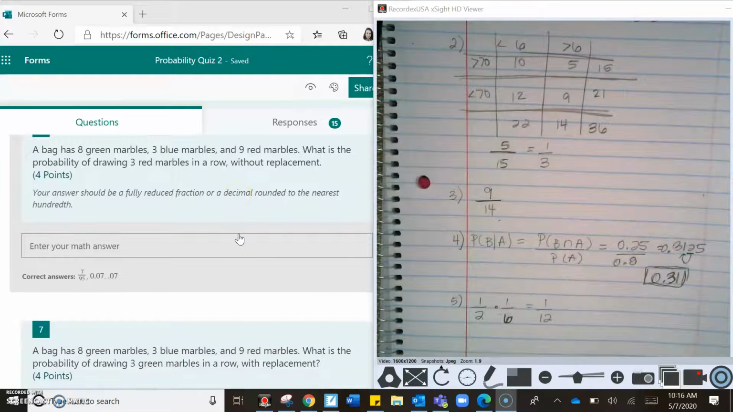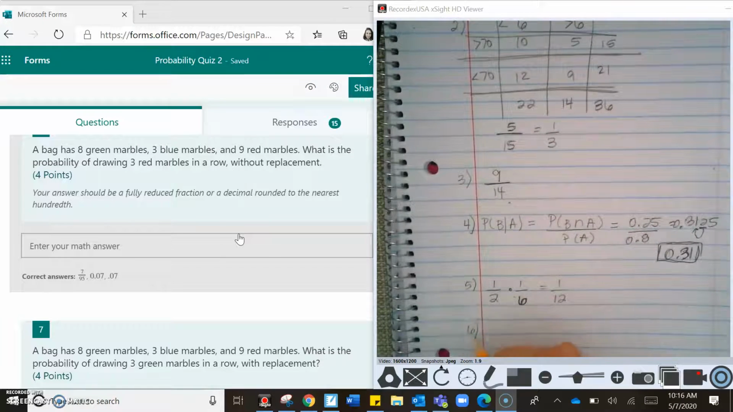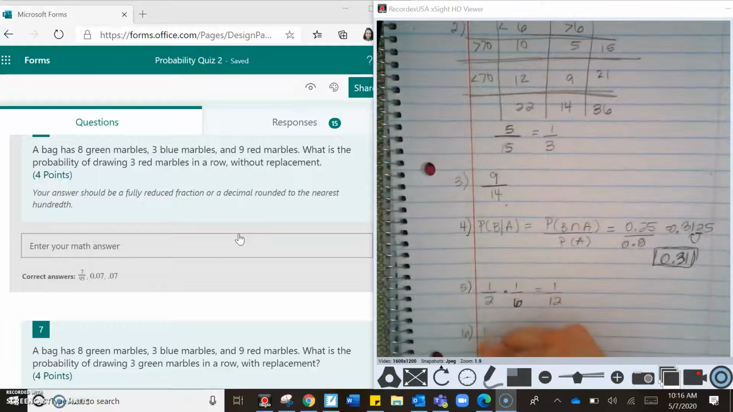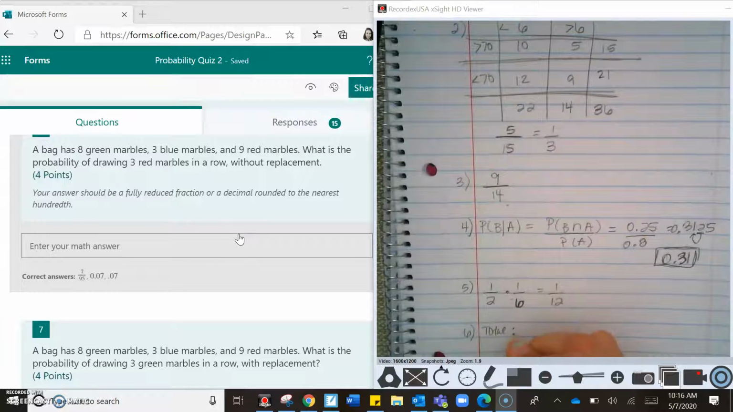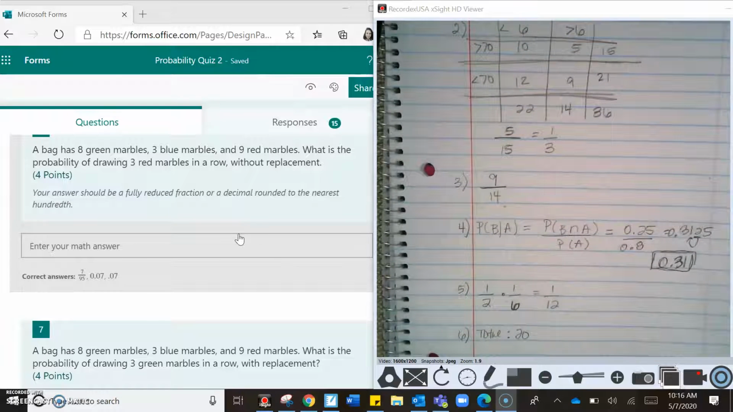A bag has 8 green marbles, 3 blue marbles, and 9 red. What is the probability of drawing 3 marbles in a row without replacement? So there's several things we have to pay attention to here. The first being, we have all these marbles, but we need a total amount of marbles. So 8 plus 3 is 11. 11 plus 9 is 20. So we have 20 total marbles.